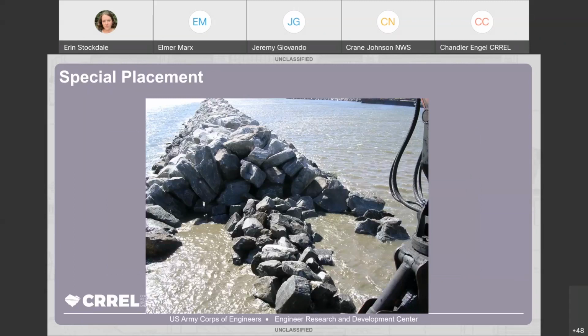Here's an example of special placement. You can see how the stones are keyed in and interlocked here. And while certainly that increases the cost of construction, it may be well worth it compared to trying to source the stone size that is necessary to use random placement. So that's something certainly to consider as you're looking at material sources and/or costs.